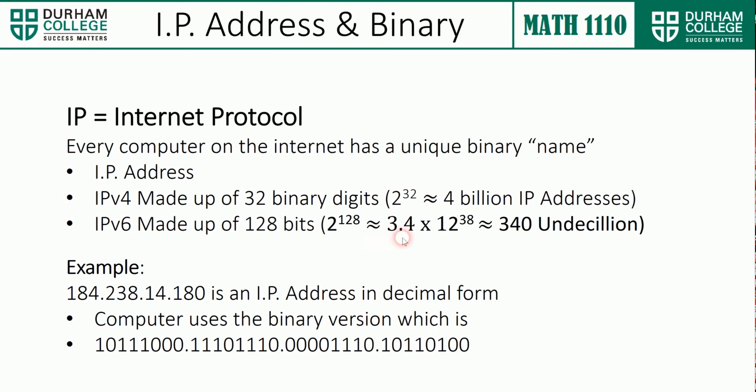So 128 bits would be equal to 3.4 multiplied by 10 to the power 38. So that's your scientific notation. That's about 340 undecillion IP addresses. That's just a huge number. It's just not easy to get your head around it.